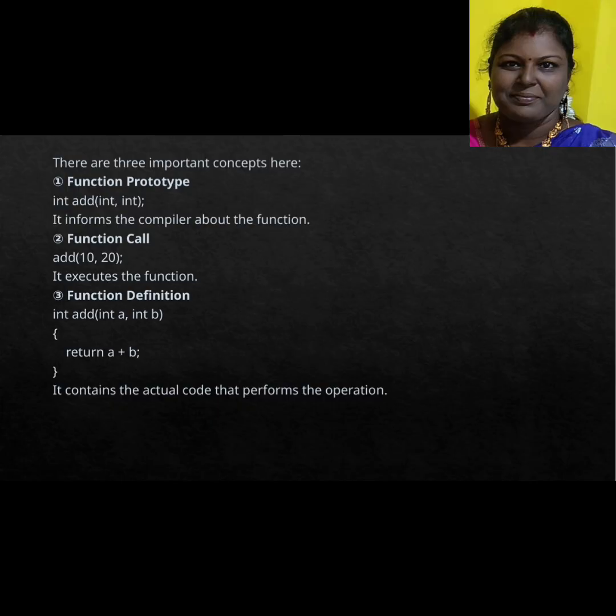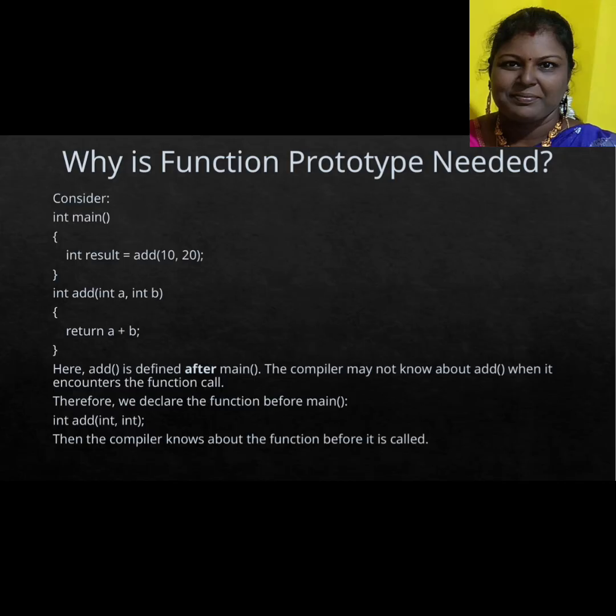Let's look at a common situation in programming. Here, the function add is defined after main. But when the compiler reads main and sees add being called, it doesn't know what add is yet. That causes a problem. To fix this, we declare the function before main. This is called a function prototype. It tells the compiler what to expect, so it's ready when the function is called later on.